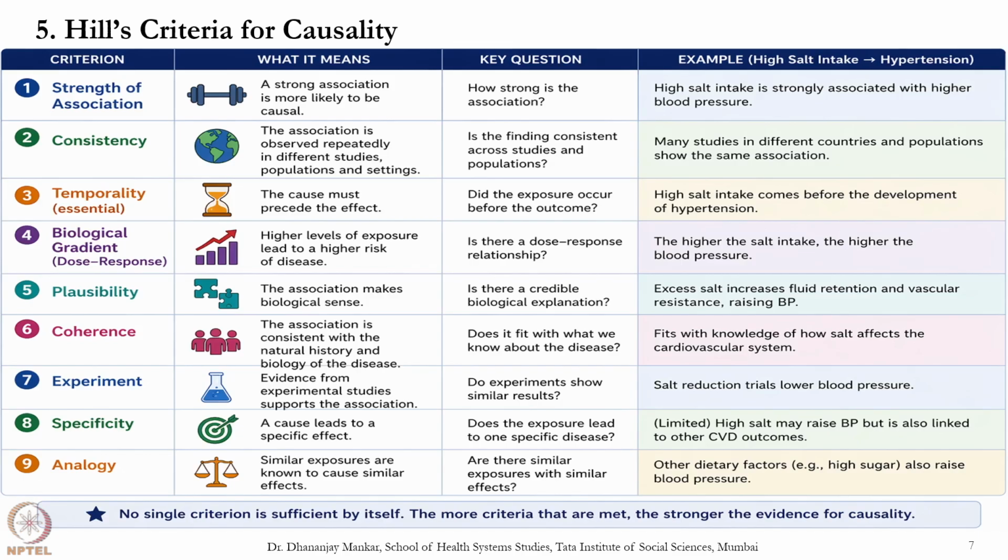So no single criterion is sufficient by itself. The more criteria that are met, the stronger the evidence for causality. So what do Hill's criteria come out to be here? You have to see how many criteria are met. There are 9 stated criteria. If you come across more criteria, you may have evidence of causality, which is explained with examples. So you can relate all these Hill's criteria for causality to establish a relationship in nutritional epidemiological studies.